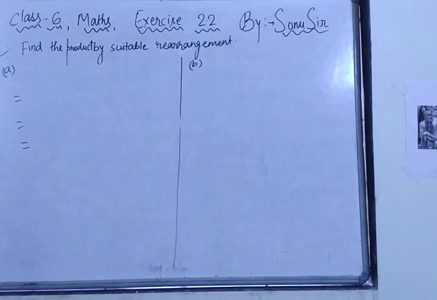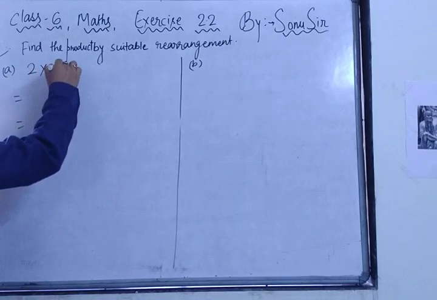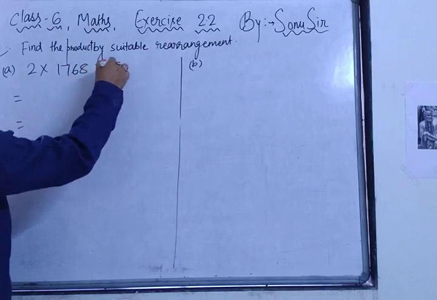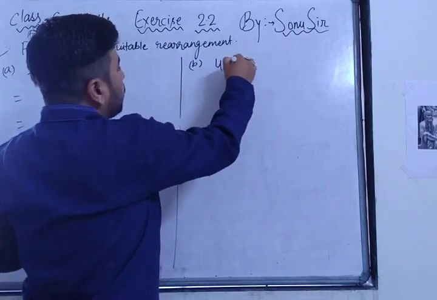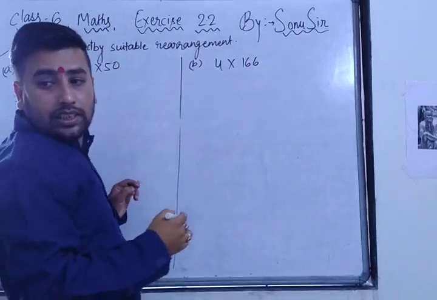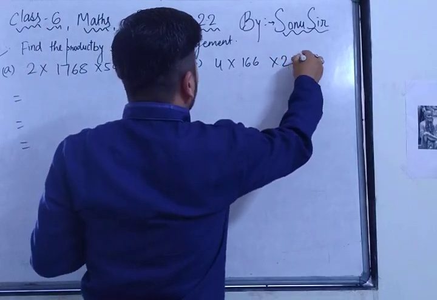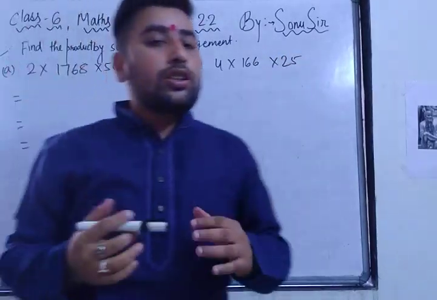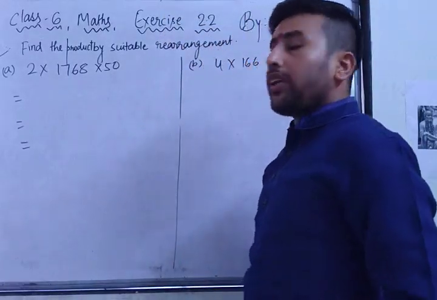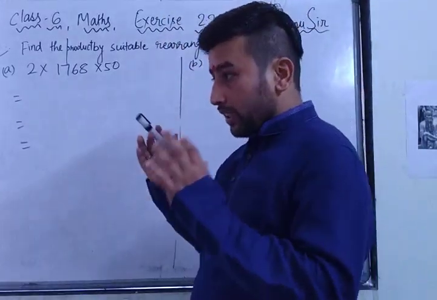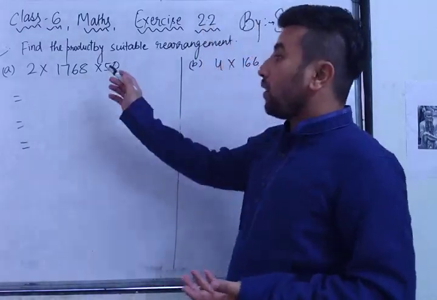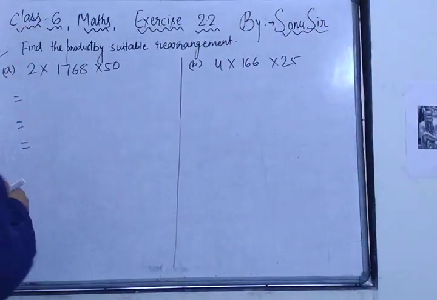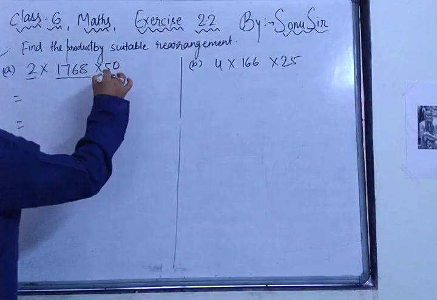First question, 2 into 1768 into 50. This is your first question. Your second question is 4 into 166 into 25. See, what we have to do, as I have told you, is suitable rearrangement. What is the meaning of suitable rearrangement? You have to arrange the numbers so that you get a round figure. You can see here, there are 3 numbers. One is 2, one is 1768 and one is 50.